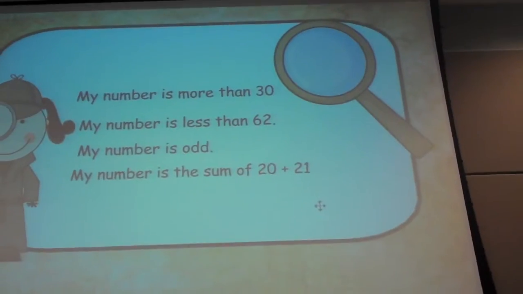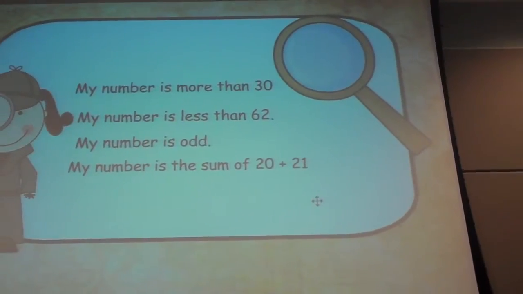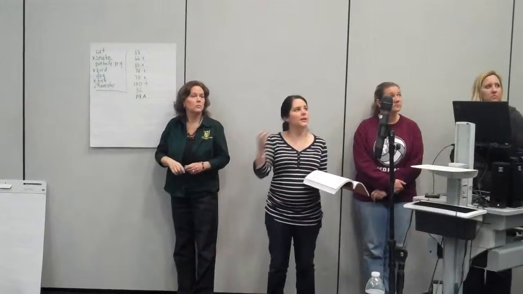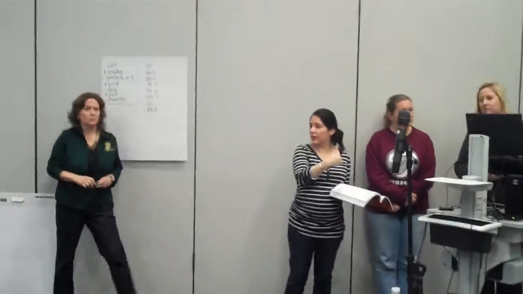The last clue, my number is the sum of 20 and 21. So then you can ask them, well, how do you know? If the kid raises their hand and says, oh, it must be 41, then how do you know? And then having that discussion of how, if your answer is 41, did it meet all of the other criteria? And you have some of that discussion of more than, less than, odd, even.